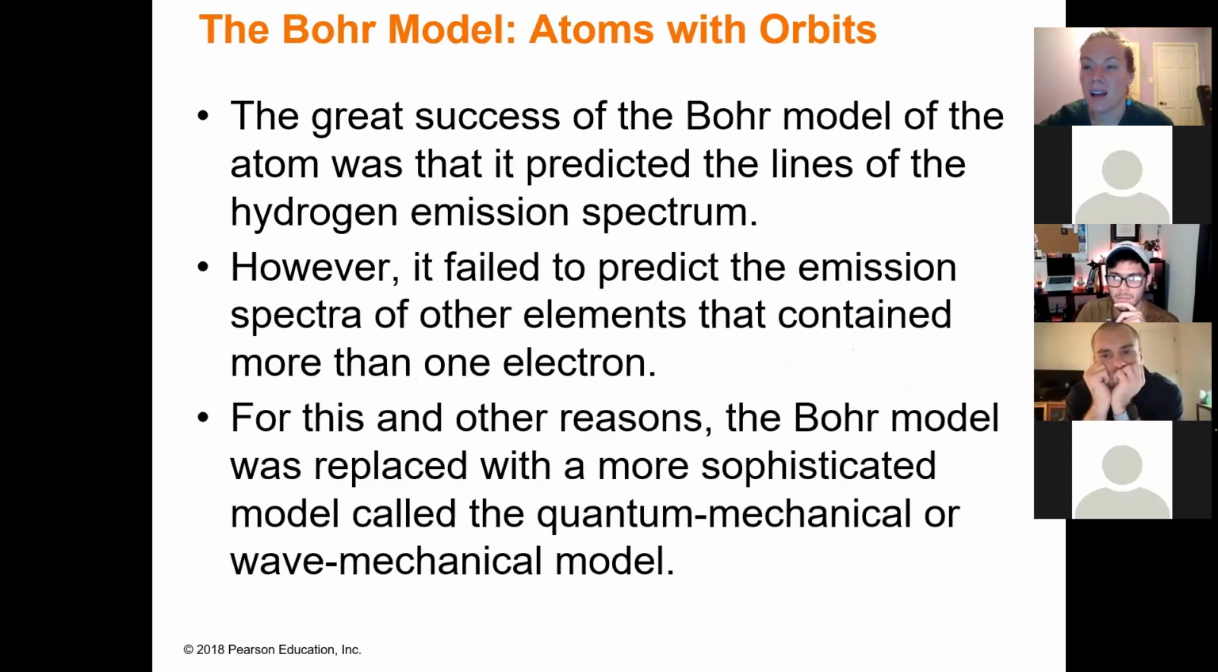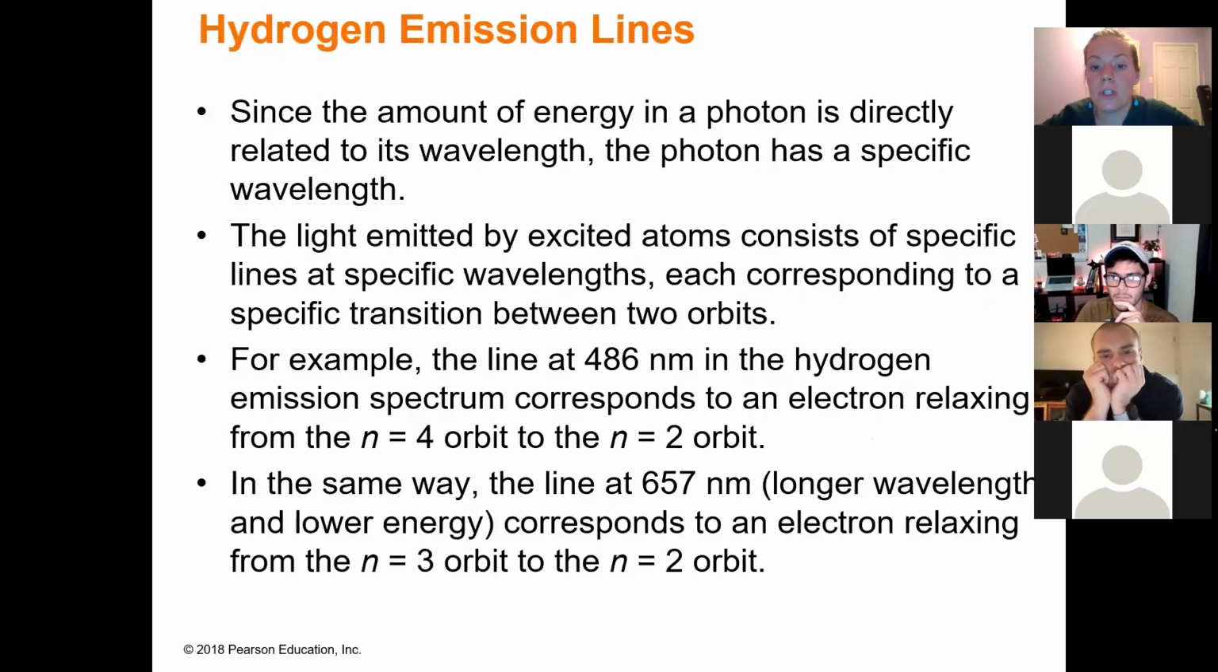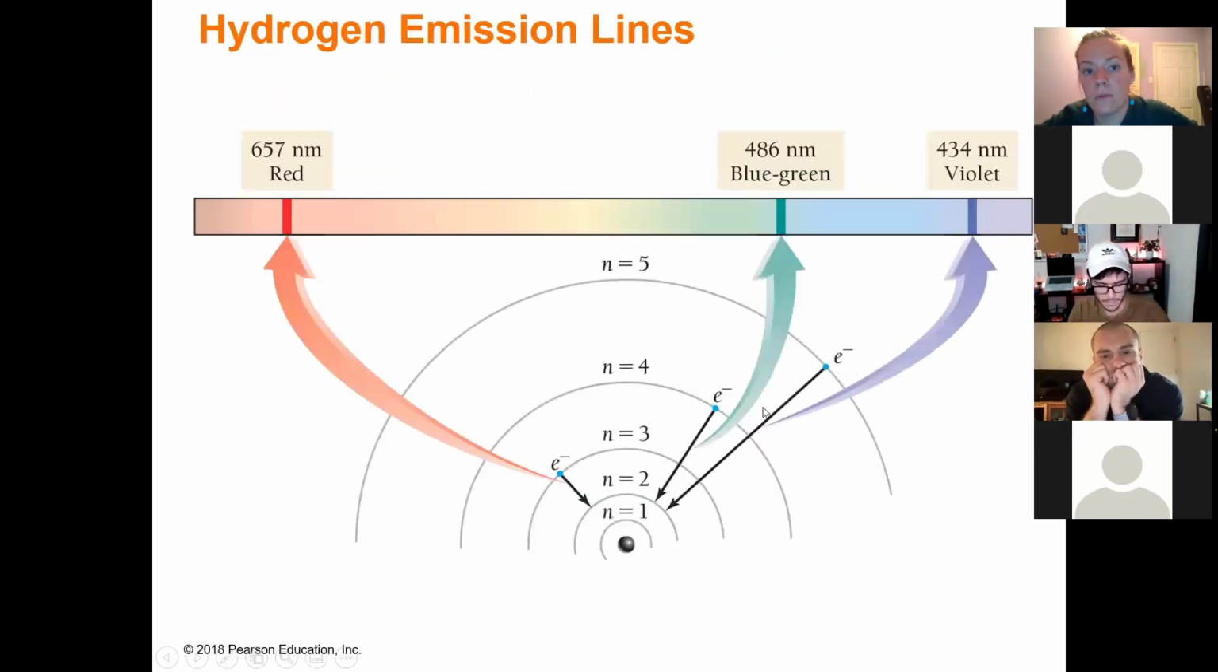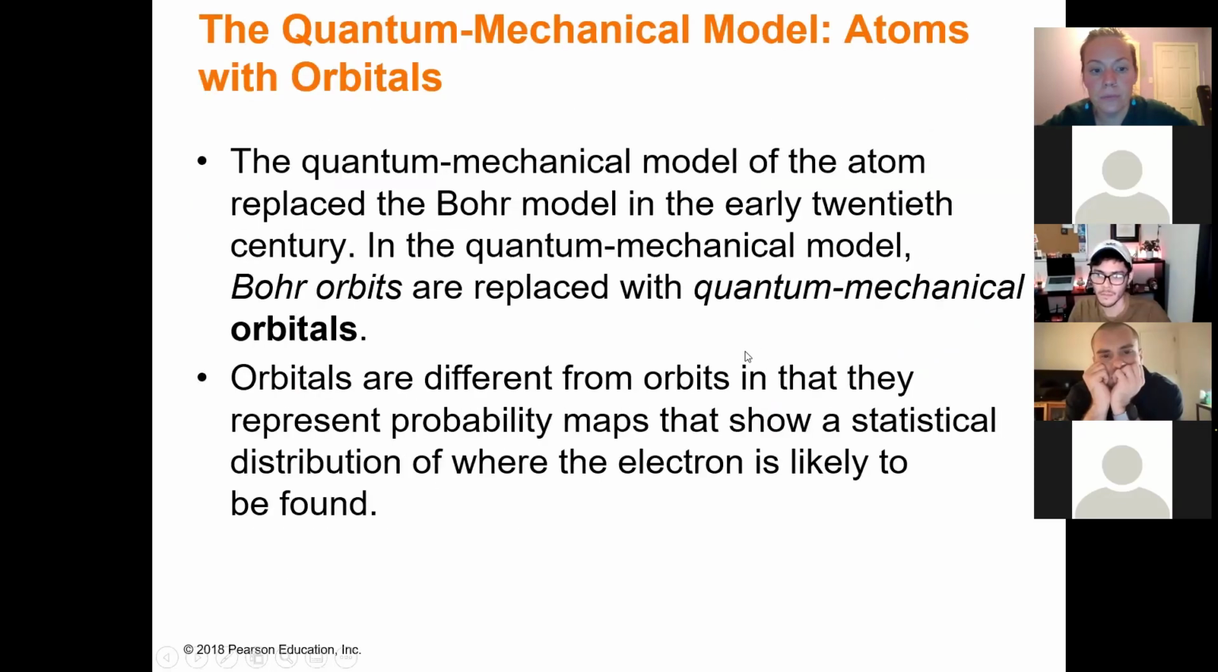We use it a lot of times in high school chemistry, but we're going to actually move out of the Bohr model, which is really, really simple. We've got these orbits, these little tracks, and we're going to move to the quantum mechanical model. So the quantum mechanical model of an atom replaced the Bohr model. It helped to explain hydrogen spectrum, but it's also been able to explain all the other elements on the periodic chart.